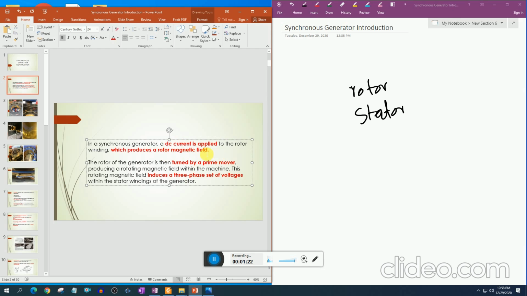Thus, now the magnetic field is rotating. This magnetic field cuts the stator winding and induces a voltage in the stator winding. Thus, voltage is induced, and the mechanical power is converted into electrical power.